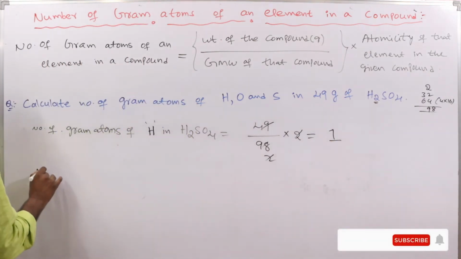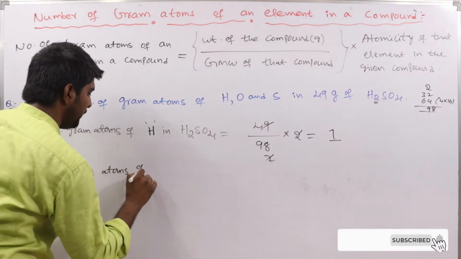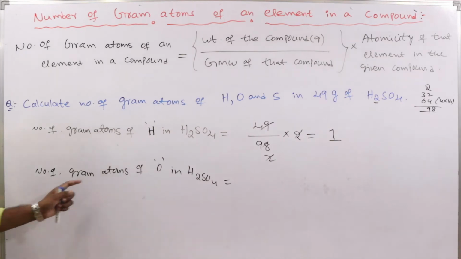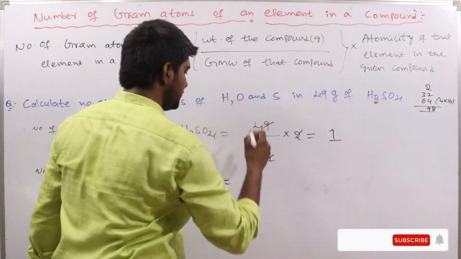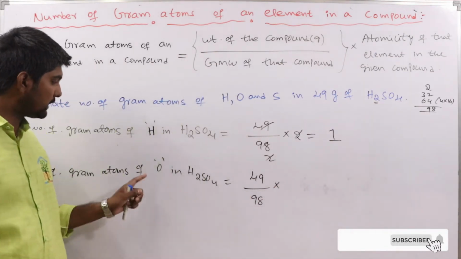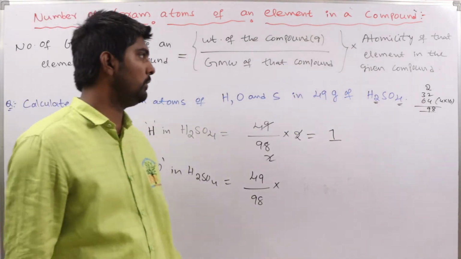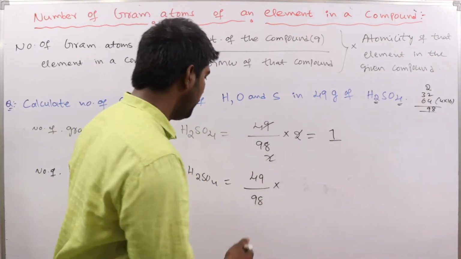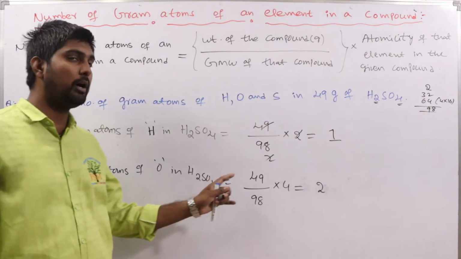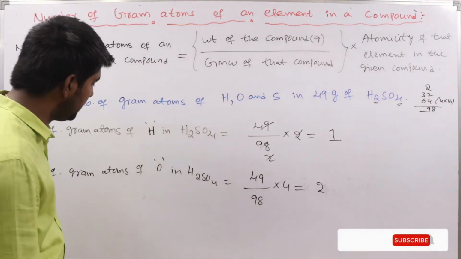Next, in the same manner, the number of gram atoms of oxygen in H2SO4. Same substance, so 49 grams by 98, into the atomicity of oxygen. See here, 4 oxygen atoms are present in an H2SO4 molecule, so the atomicity of oxygen is 4. After simplification we get 2. So how many gram atoms of oxygen are present in 49 grams of H2SO4? 2 gram atoms of oxygen are present.